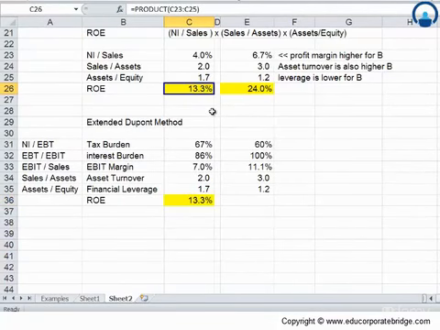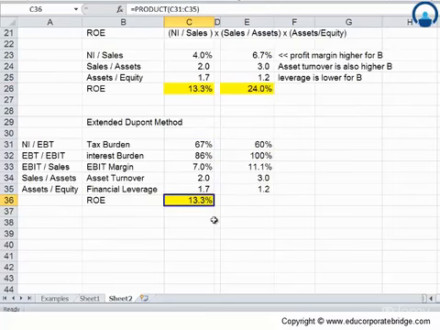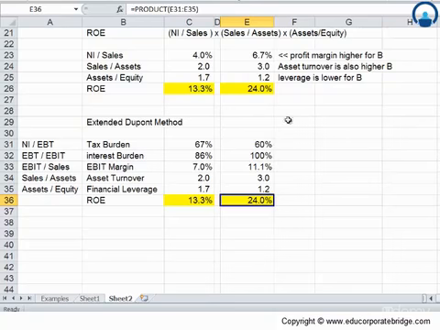It's the same as what we got in DuPont and the same as the original ROE. Let me copy this formula for company B, and we note that in this case as well the ROE remains the same.